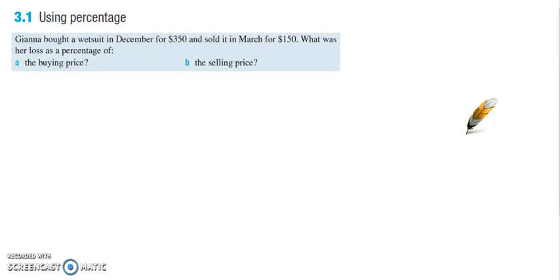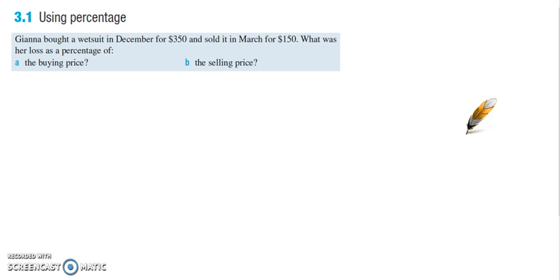What we're going to be looking at today is using percentages. So this is 3.1 in the textbook, and it's one of the first things we're doing in Year 12 Maths A. So what I'm going to do is run through the examples in your textbook so you get a better understanding of what's happening. So the first thing we're going to look at is using percentage.